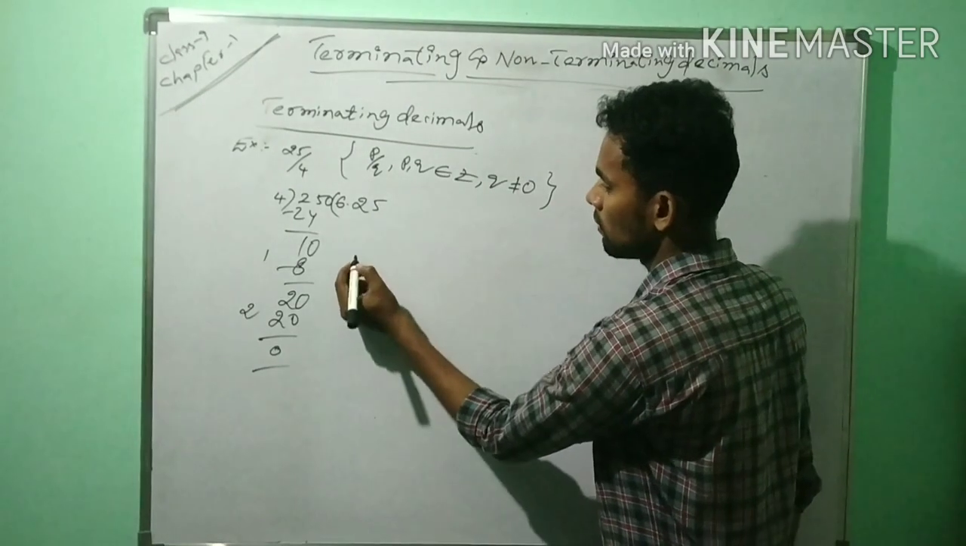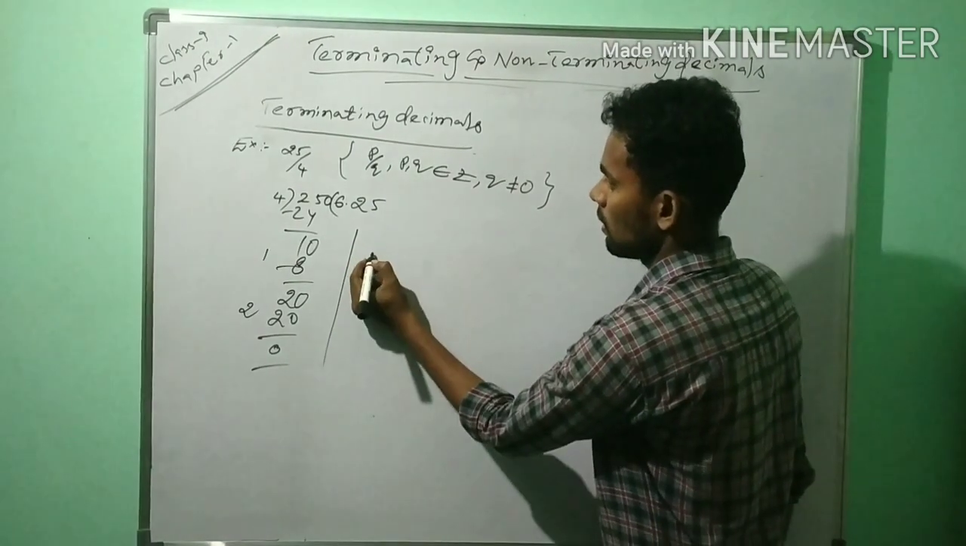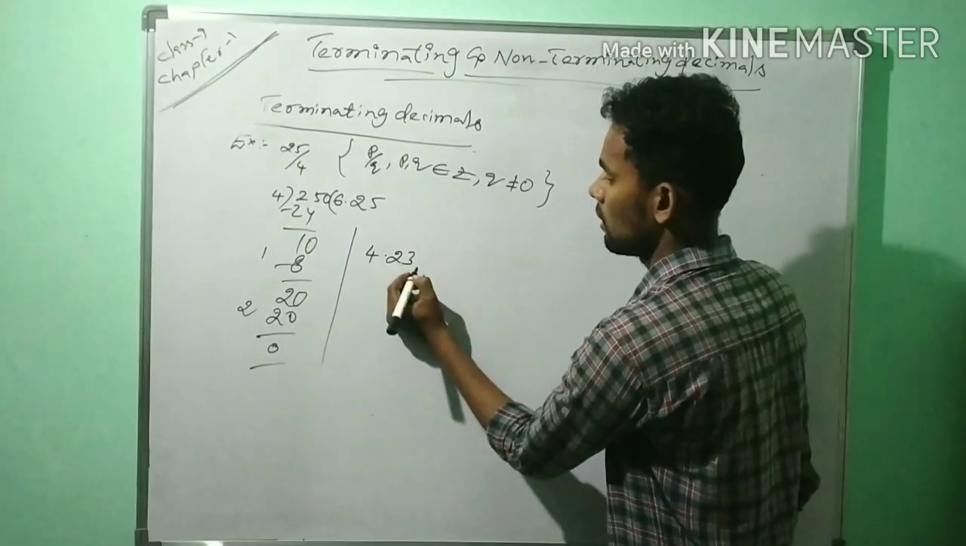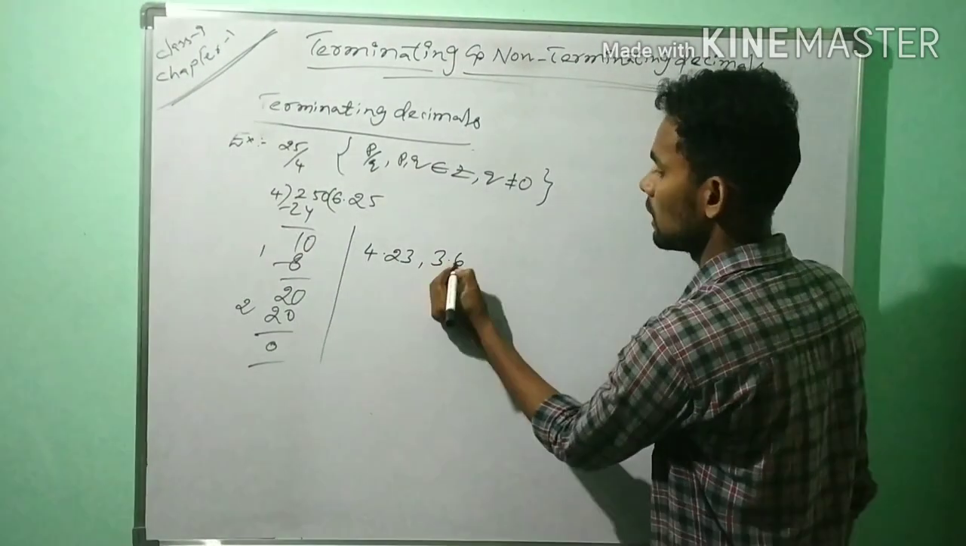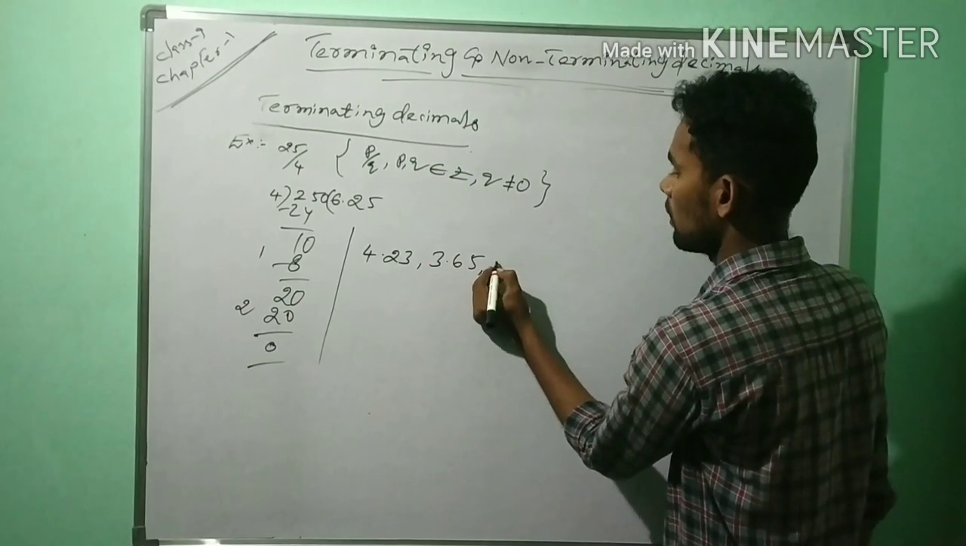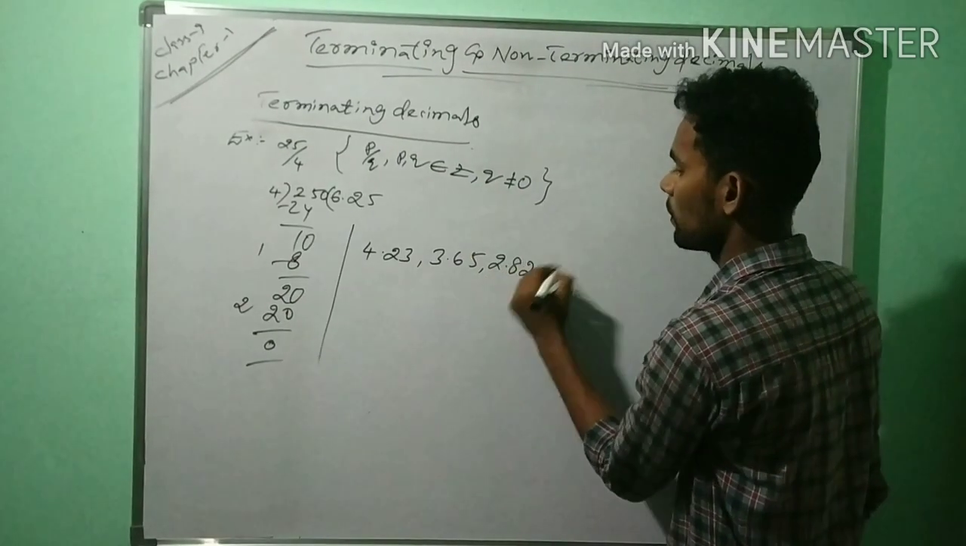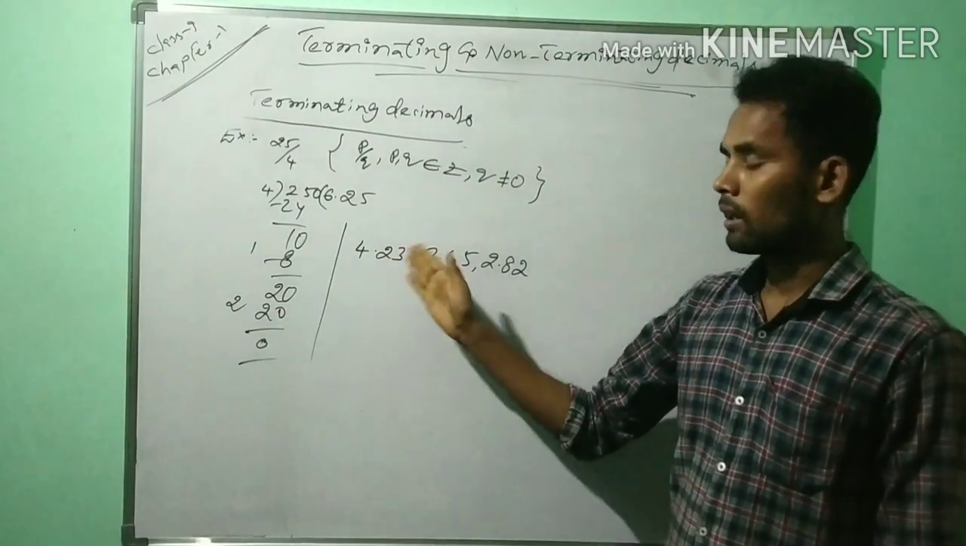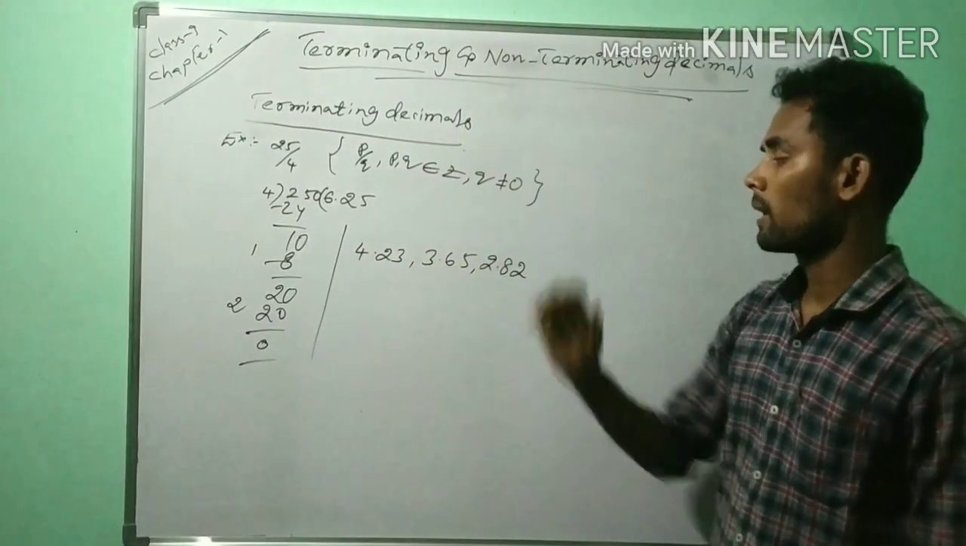Other examples are 4.23, 3.65 and 2.82. These are terminating decimals.